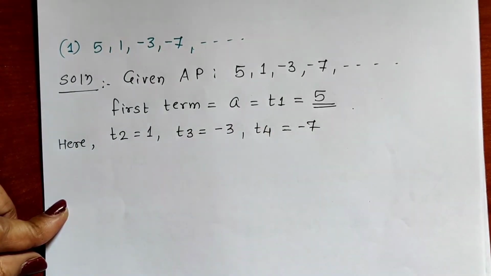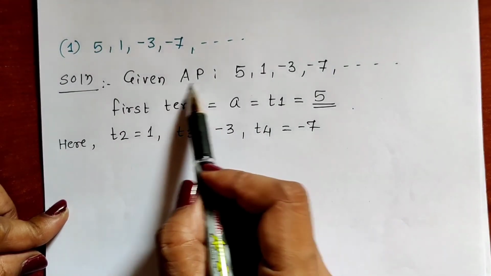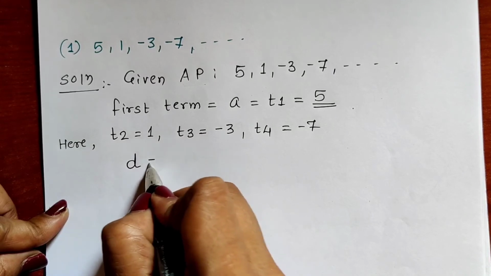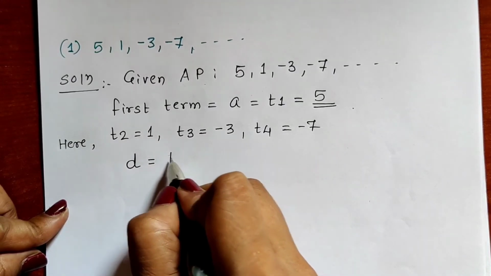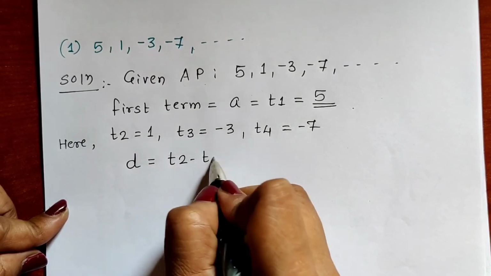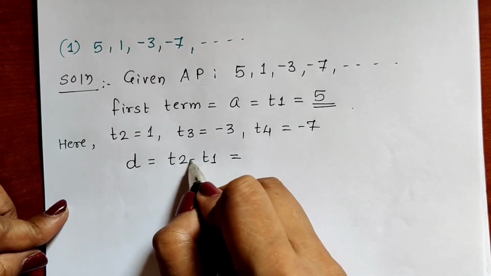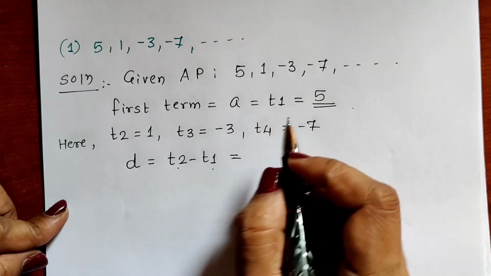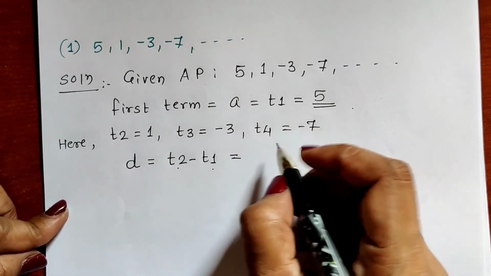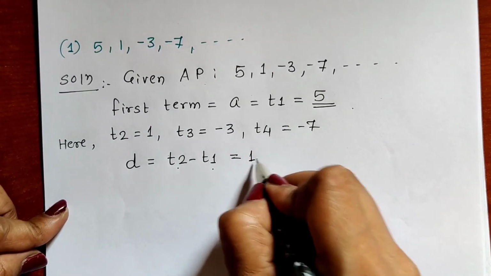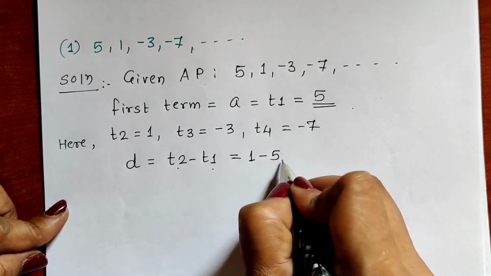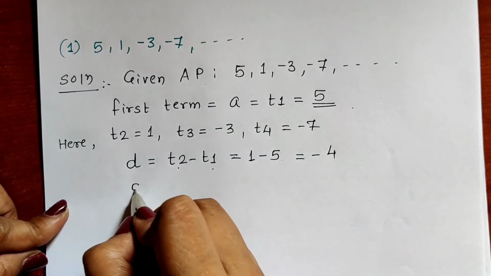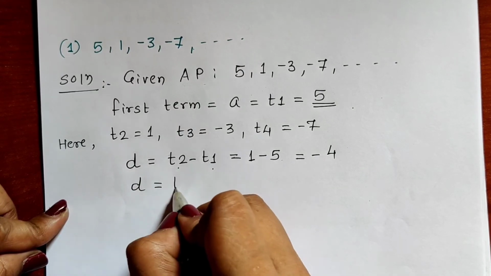Now we have to find the common difference. The difference is common as this is an AP, so it is denoted by D. D can be found by T2 minus T1. Difference is next term minus previous term. Second term minus first term. The second term is 1, the first term is 5. 1 minus 5, what will be the answer? Minus 4.